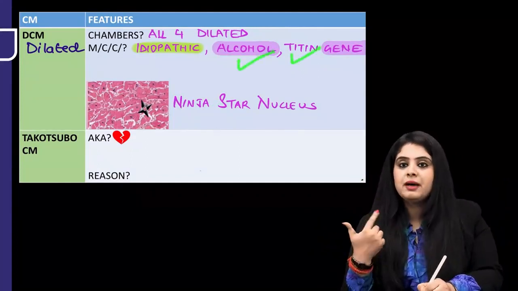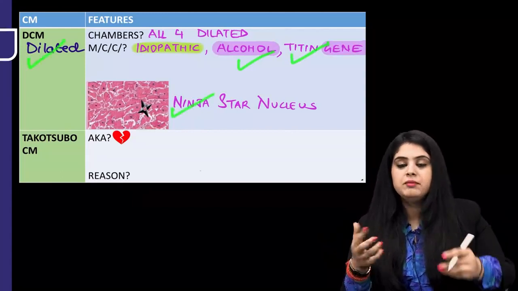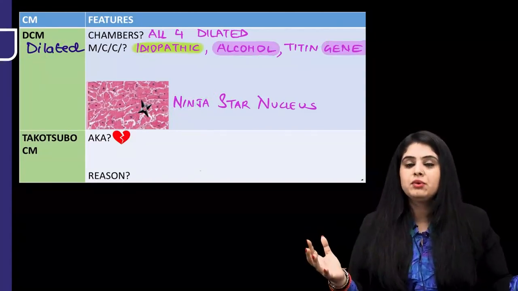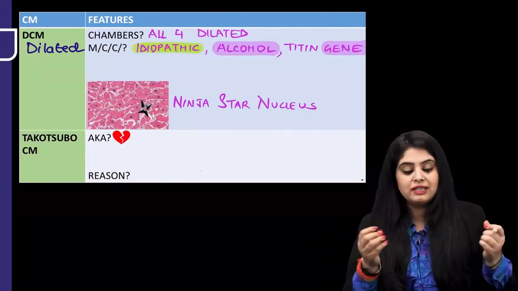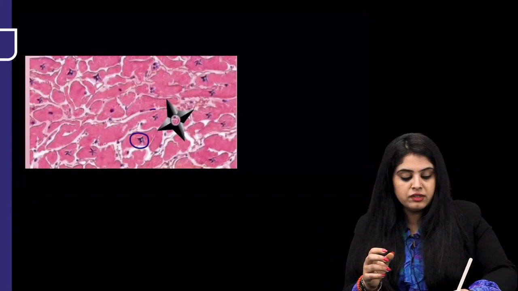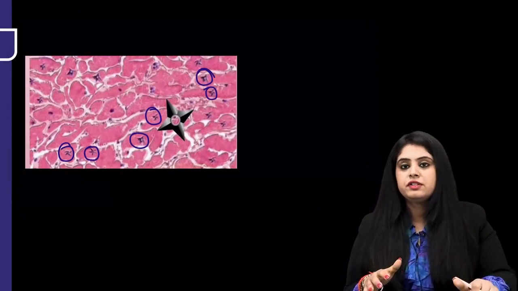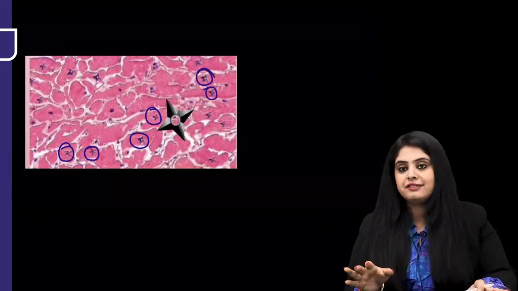Had alcohol, you feel apna time aa gaya hai, that is the Titan time. You feel like ninjas and you feel big and bloated with ego and big and bloated with a lot of pride after drinking alcohol. That is dilated cardiomyopathy. You can have a look at the ninja star nucleus on a higher power. Ninja star nucleus, very, very important. The only photo of ninja star that you're going to get in the exam, so mug it up as it is.